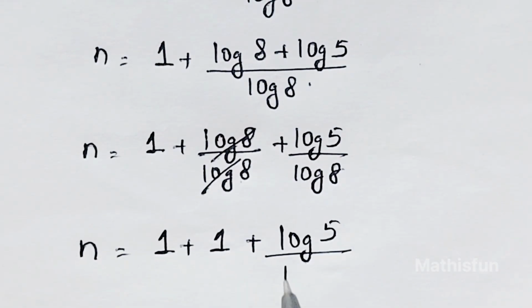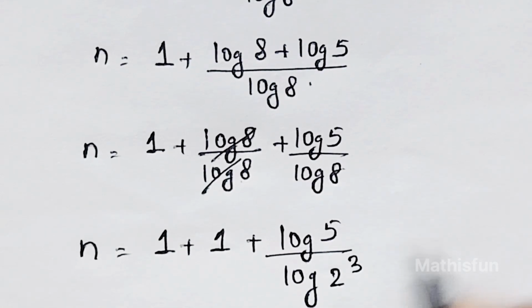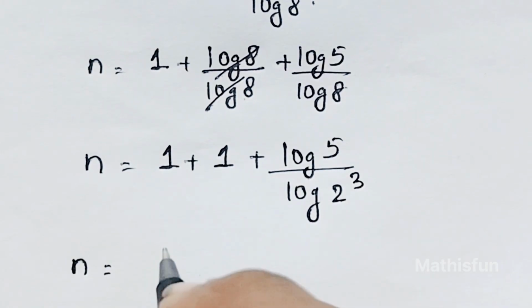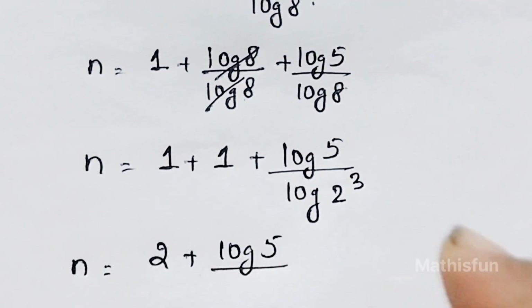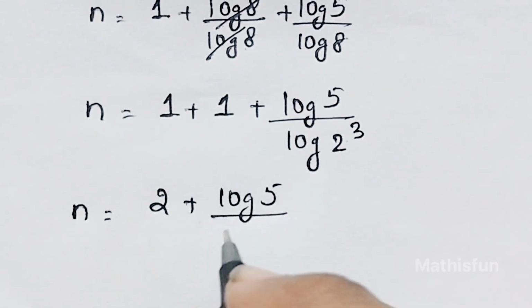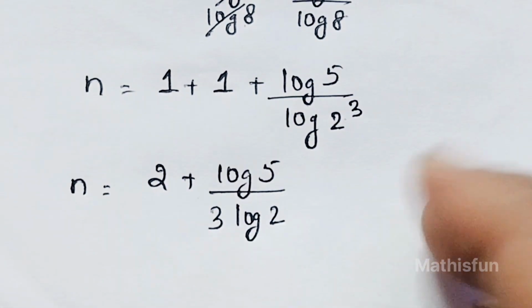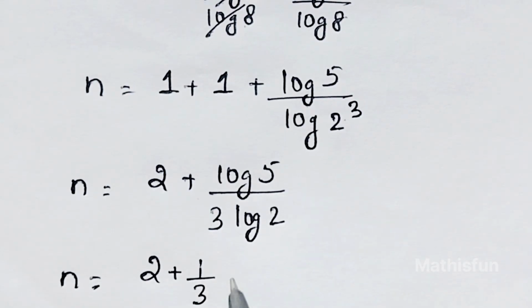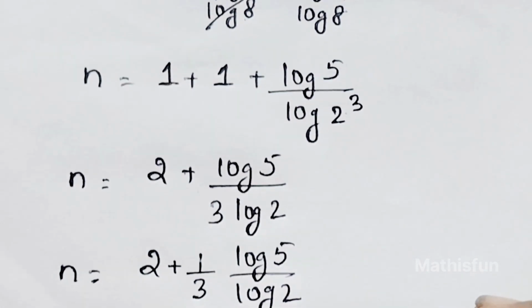plus log 5 over log 8, and 8 can be written as 2 to the power 3. From where n is equal to 1 plus 1, that is 2, plus log 5 over, this 3 will come at the front, that is 3 log 2. Clear? So n is equal to 2 plus 1 upon 3 log 5 over log 2.